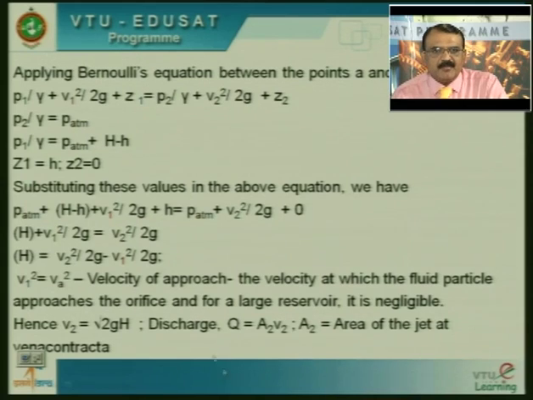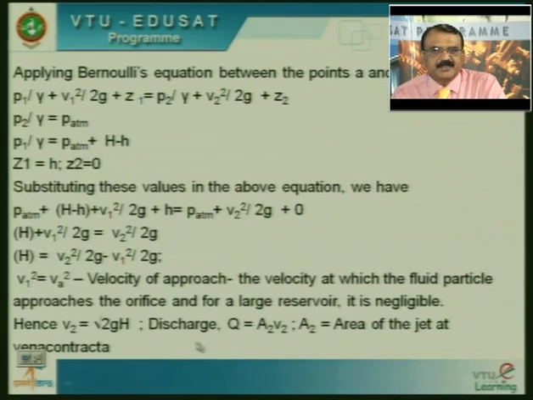Okay? So I am looking for this V2. V2 is equal to root of 2gh. What is this equation called? This equation is called Torricelli's equation, which we derived in case of a pitot tube. So V theoretical is equal to root of 2gh. That is called Torricelli's equation. Now V2 is given by root of 2gh.